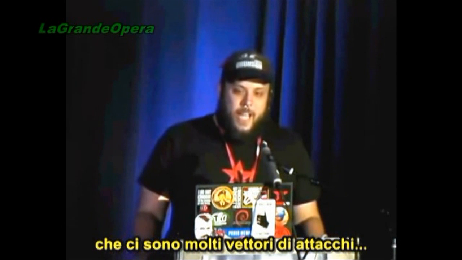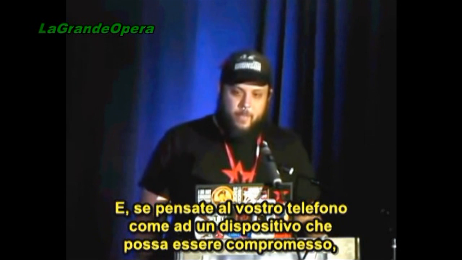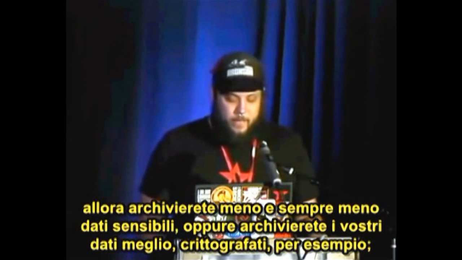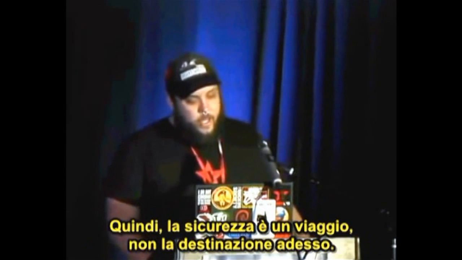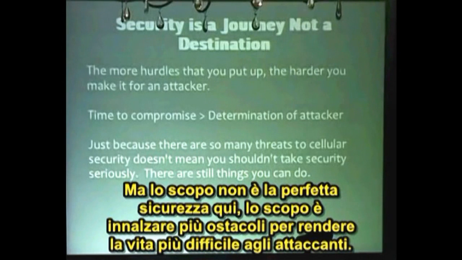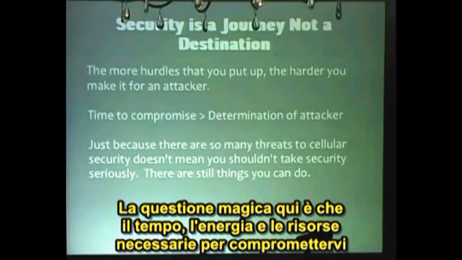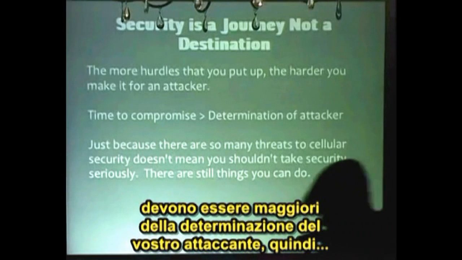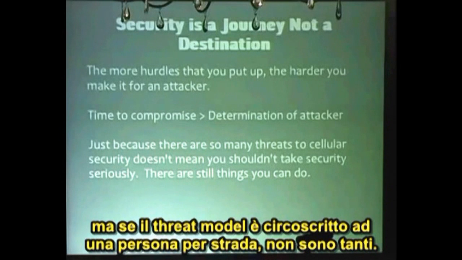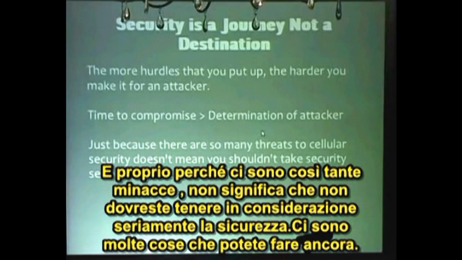There's a lot of attack vectors, and if you think of your phone as a device that will be compromised, then you'll store less sensitive data on it. Or you'll store that data better, encrypted, for example, and that's really what I want. So security is a journey, not a destination, and we're never going to have perfect security. But the goal is not to have perfect security. The goal is to put up more hurdles to make it harder for the attacker. The magic equation here is that the time and energy and resources needed to compromise you need to be greater than the determination of your attacker. So if your threat model is the NSA, that's a lot. But if your threat model is a random person on the street, it's not so much. And just because there are so many threats doesn't mean that you shouldn't take security seriously. There's a lot of things that you can still do.